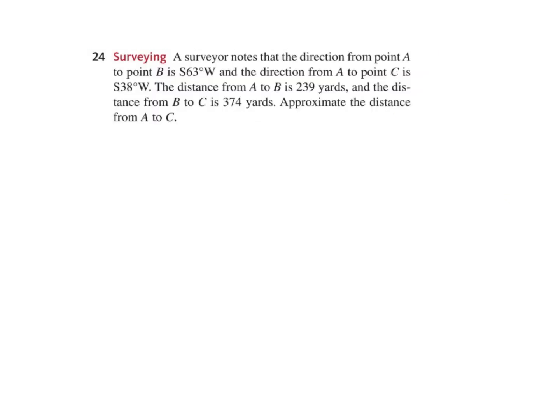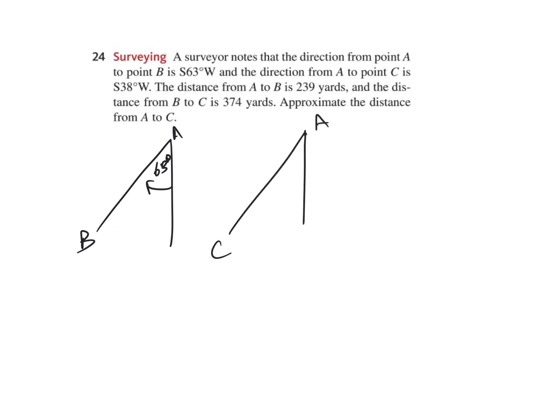Okay, 24. A surveyor notes that the direction from point A to point B is south, and then west 63 degrees. So you move that 63 degrees to the west. Okay, so that's A to B. And then from A to C, south again, and then west again, 38 degrees. So that angle isn't as far.